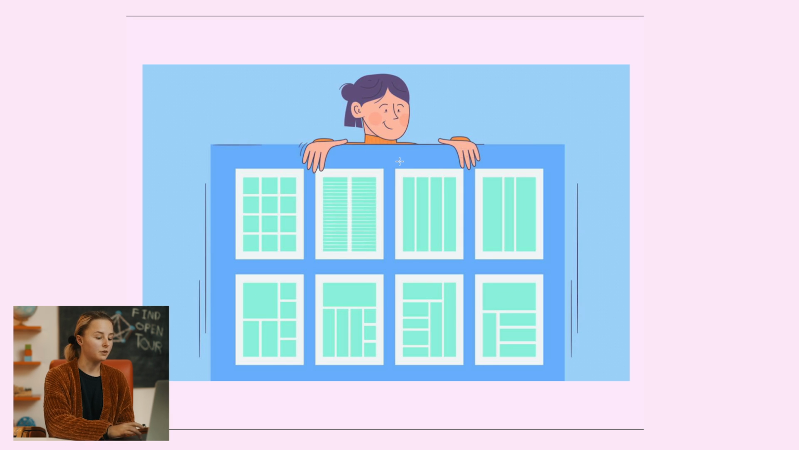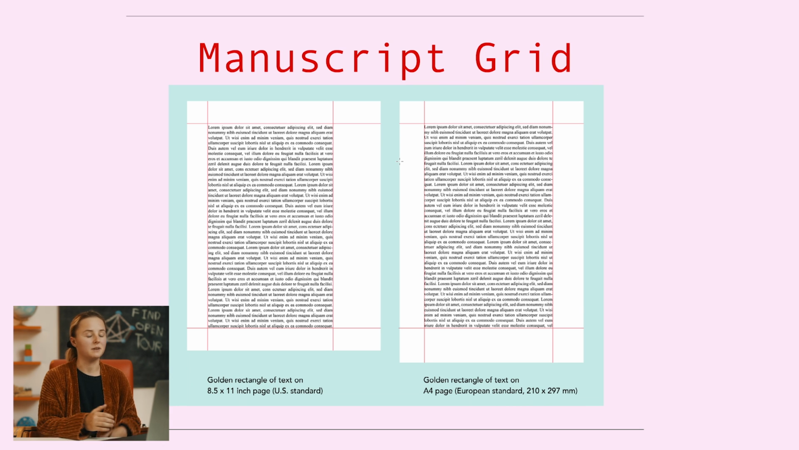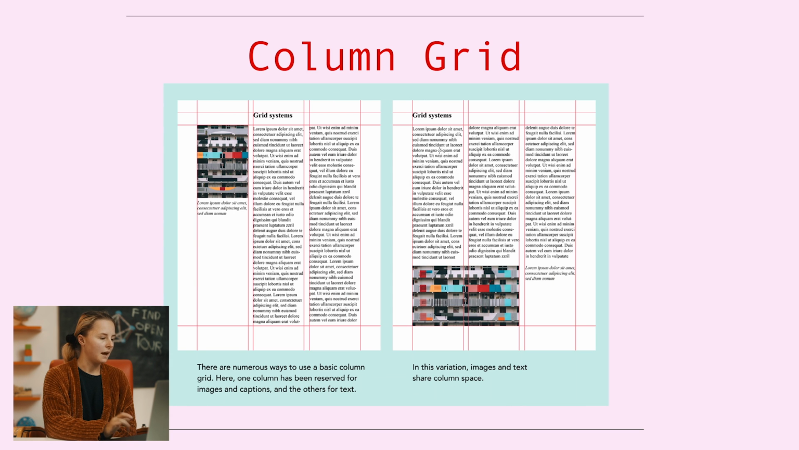But these are the grids that we can kind of use as a basis to get going with our designs, because certain grids and layouts work better for different purposes. So to begin with, we have manuscript grid, which is where everything is center aligned. And I've used this one a couple times. It's pretty good. And then we also have column grid, where everything is separated into columns. So you could have 2 columns, 3 columns, 6, as many as you want.